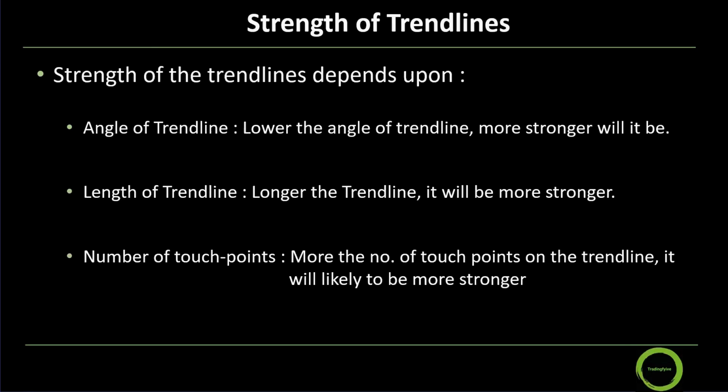And third factor is the number of touch points. More touch points on the trend line tell us that the trend line is stronger. Continuous support on the trend line or continuous resistance on the trend line makes the trend line stronger.